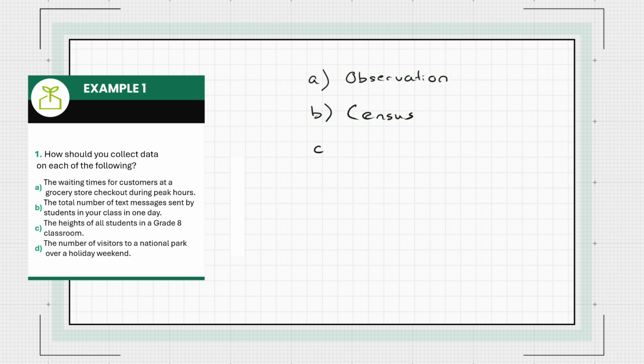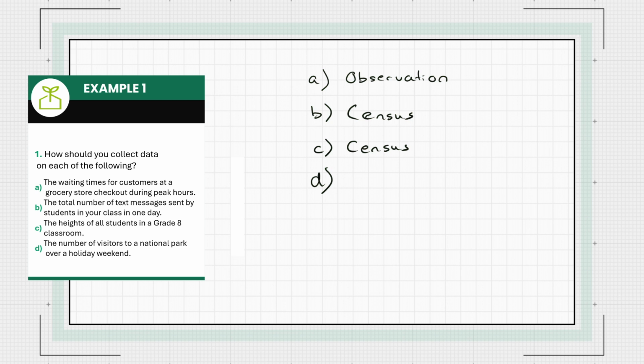So let's look at C. The heights of all students in a grade 8 classroom. Again, because a grade 8 classroom, or a high school classroom in general, is going to be a manageable number of people to collect data from every single person, we're going to call it a census. A census is the appropriate response.